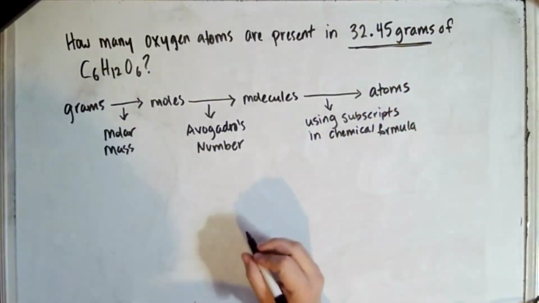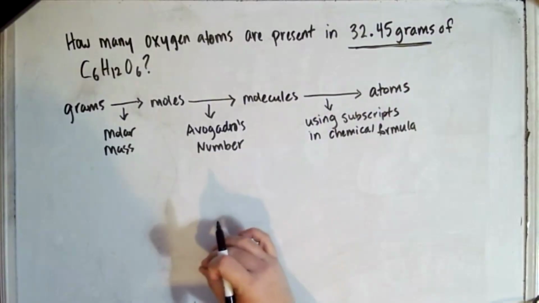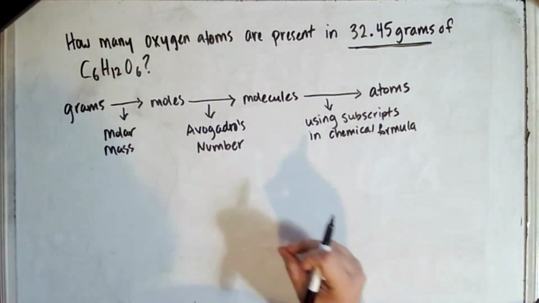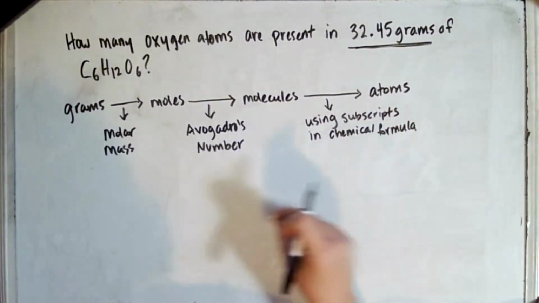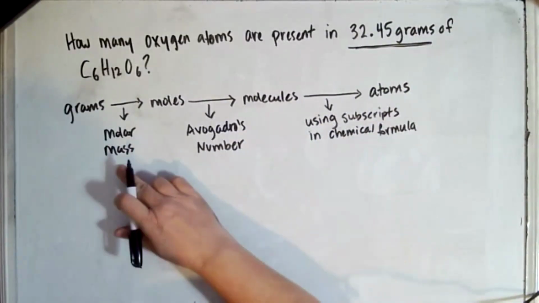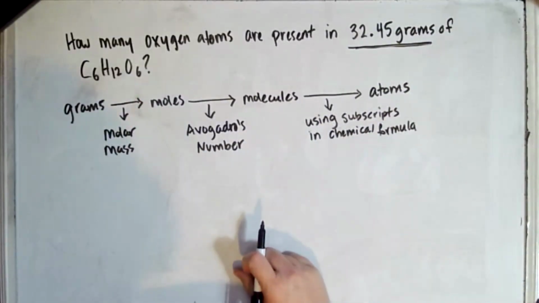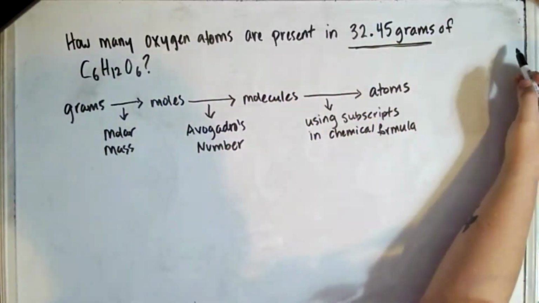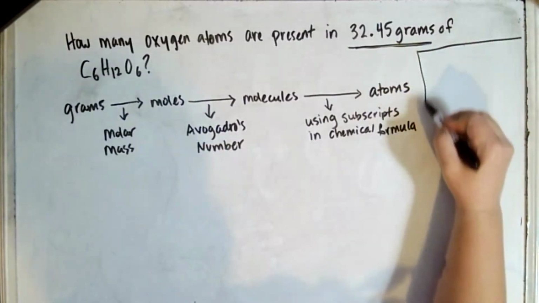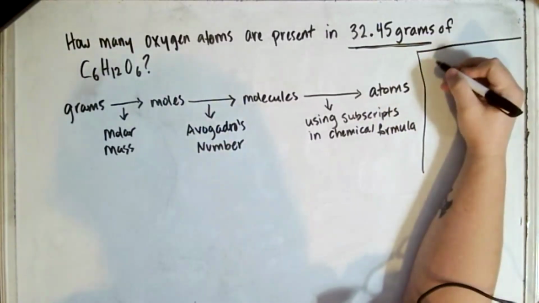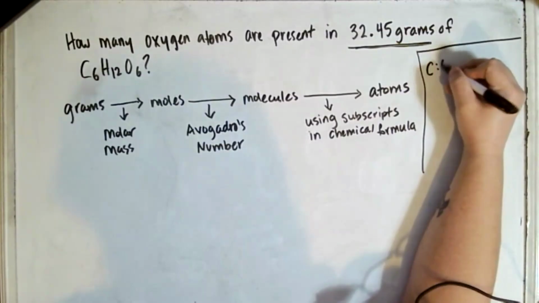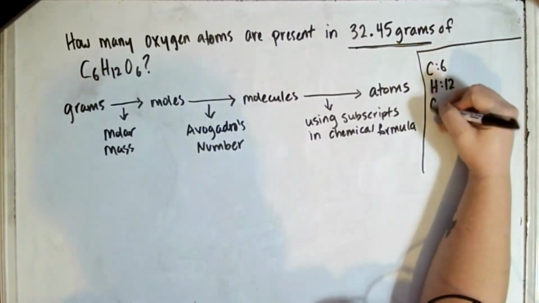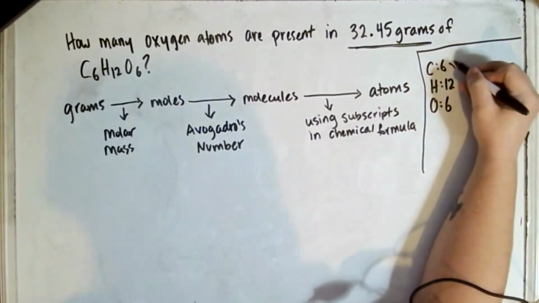Okay, so before we write out all of our steps to solve this problem, I want to write out each of the equalities that are being represented here. So the first thing I need to do is calculate the molar mass of my glucose. So I'm going to calculate the molar mass right here. Okay, so we have 6 carbons, 12 hydrogens, and we have 6 oxygens.